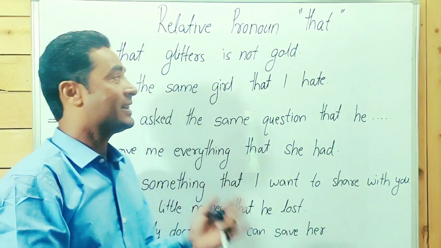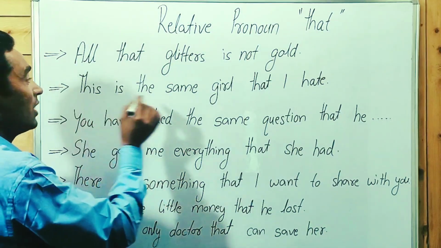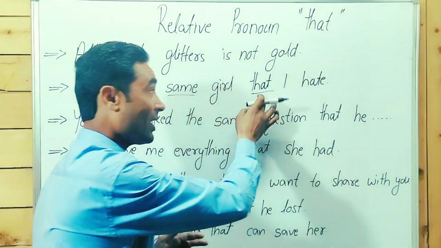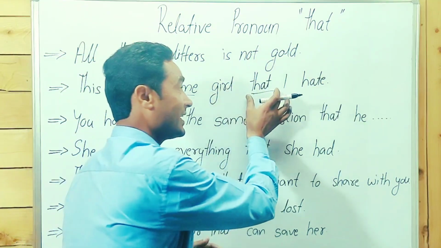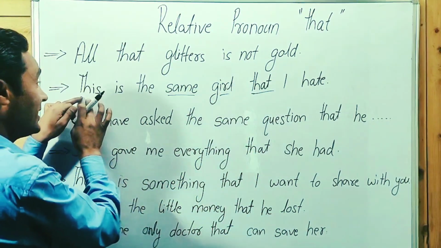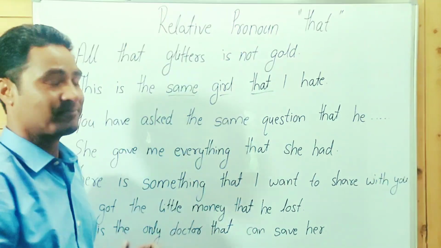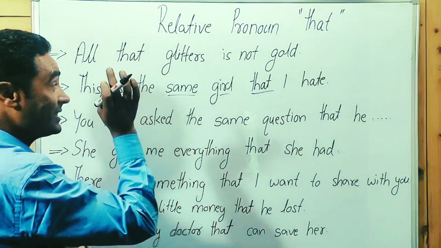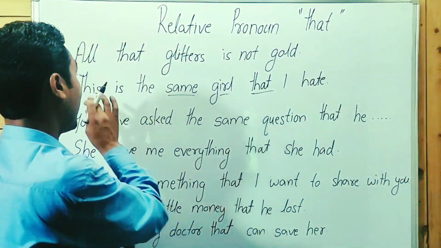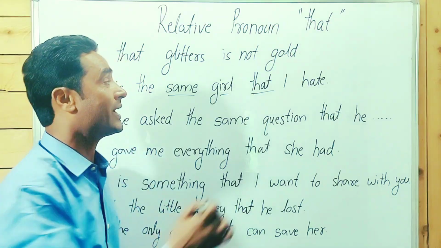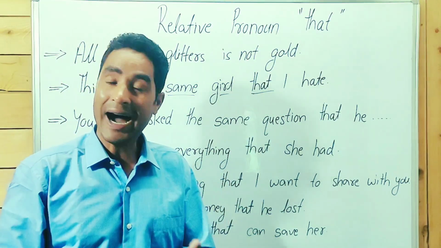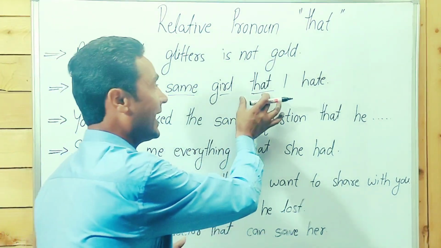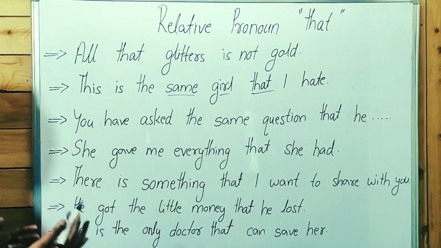This is the same girl that I hate. Guys, point to be noted: because of the same, we have to use that as a relative pronoun. Otherwise, if the sentence were this is the girl whom I hate, that would be the correct answer. But when you write this is the same girl that I hate, we can't write this is the same girl whom I hate. No, because of the same, the only, the little, the few, we have to use the relative pronoun that, not which, whom or whose.